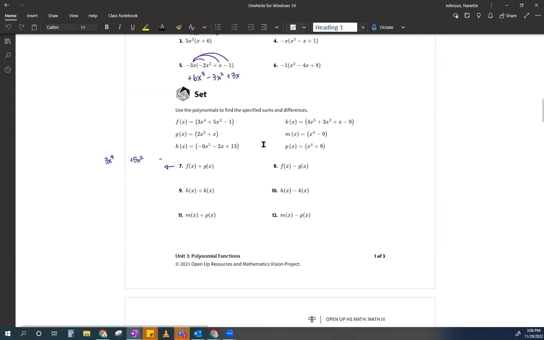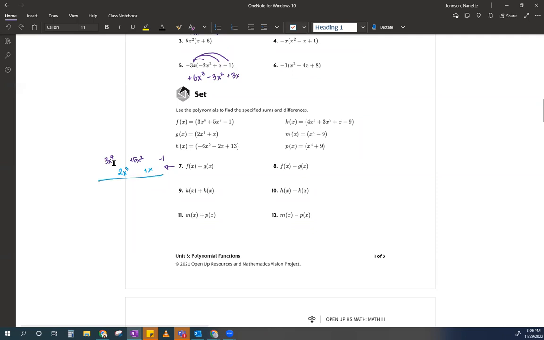Okay. And then I'm going to add that to my g, which is 2x cubed. But here I have nobody to line up with 2x cubed, so I'm just going to put it in between, 2x cubed, and then plus x. I don't have an x squared, so I'm just going to put plus x here. Then I'm going to add these like terms, but I have no like terms.